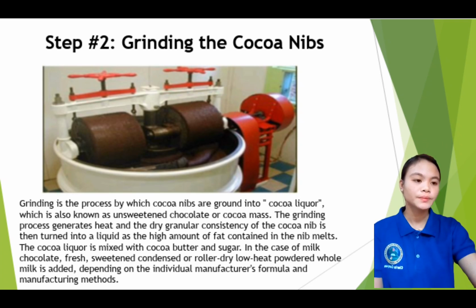Step number 2. Grinding the cocoa nibs. Grinding is the process by which cocoa nibs are ground into cocoa liquor, which is also known as unsweetened chocolate or cocoa mass. The grinding process generates heat and the dry granular consistency of the cocoa nib is then turned into a liquid as the high amount of fat contained in the nib melts.